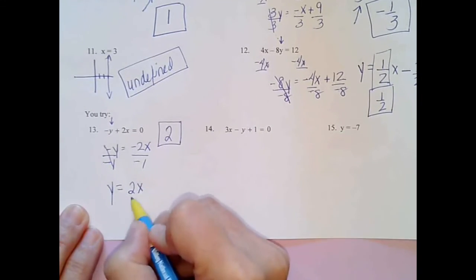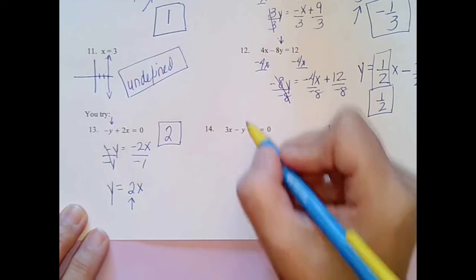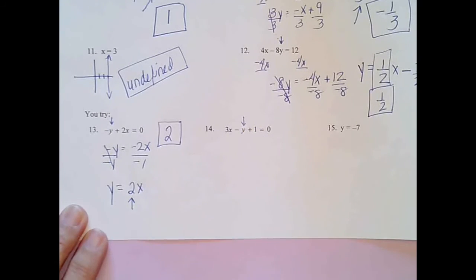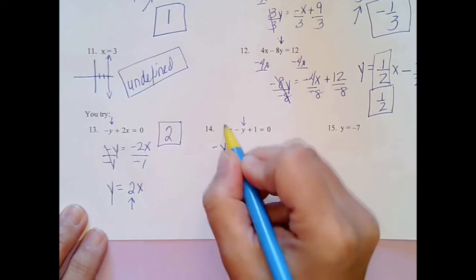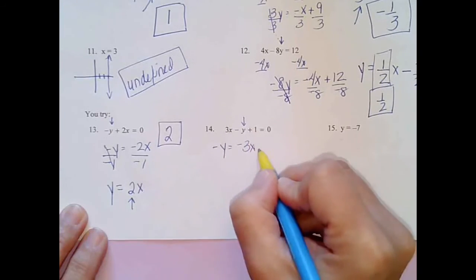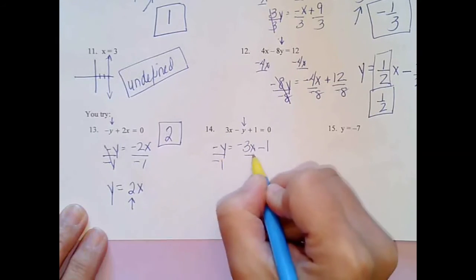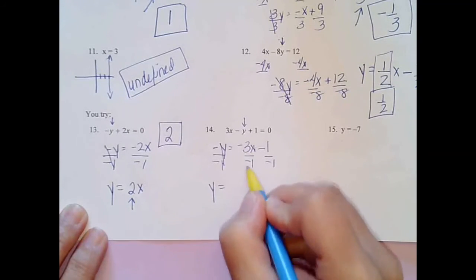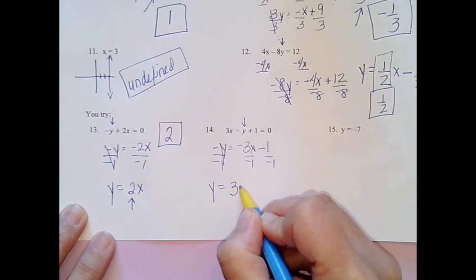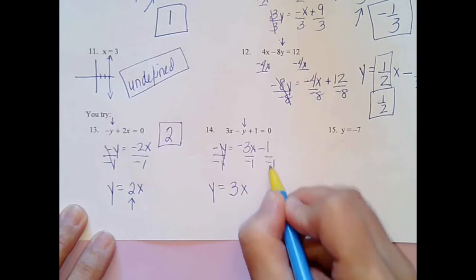Leave your y where it is, move everything else to the right side, so it's negative y minus 3x minus 1. Divide again by the coefficient of y. Negative over negative is positive 3x. Negative over negative plus 1. That's it. Your slope in this case is 3.